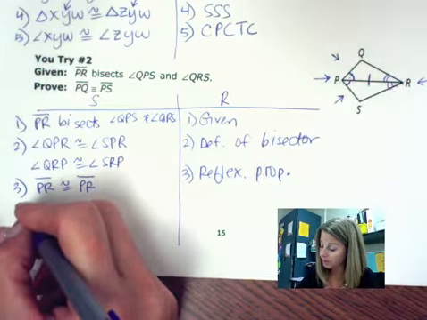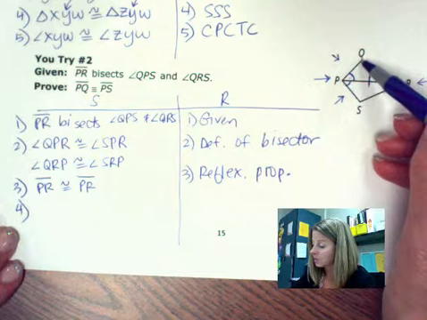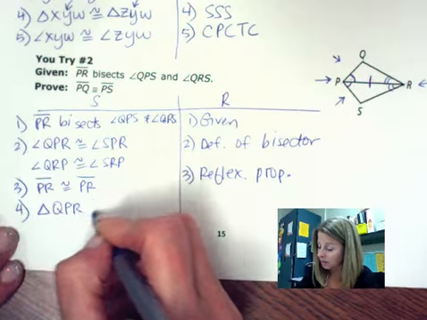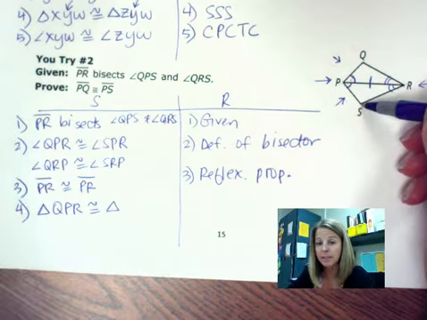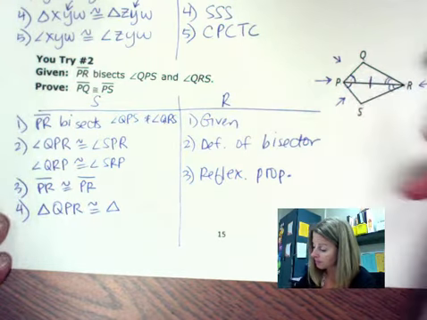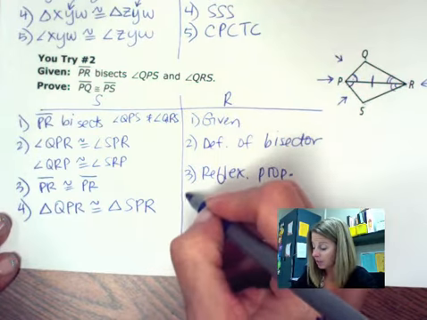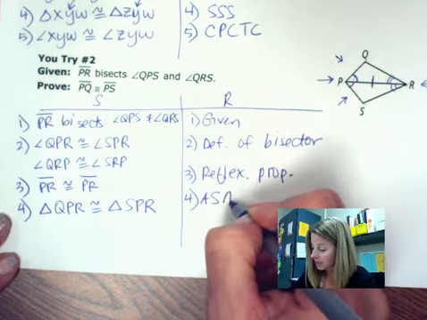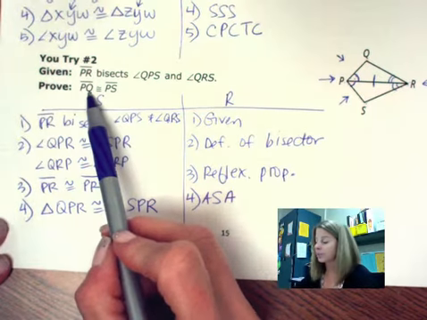ASA. So number 4, I'm going to name the triangle. I'm just going to start with Q. I'm going to say triangle QPR is congruent to triangle, and if I started with Q, I have to start with S. So S, and then the 2 angle P's are congruent, SPR. So you have to make sure when you name your triangle, you name it accurately with what parts are equal. ASA. Okay. And then I'm ready to show that the last 2 sides are congruent.